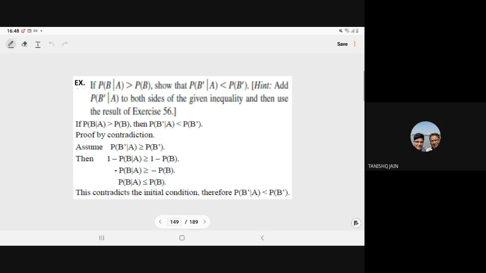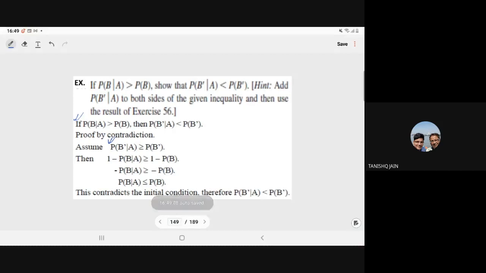Now, if it is given that P of B given A is greater than P of B, you have to show that P of B dash given A is less than P of B dash. You can solve this by contradiction. So what is the contradiction we are taking? Let us assume that P of B dash given A is greater than or equal to P of B dash.